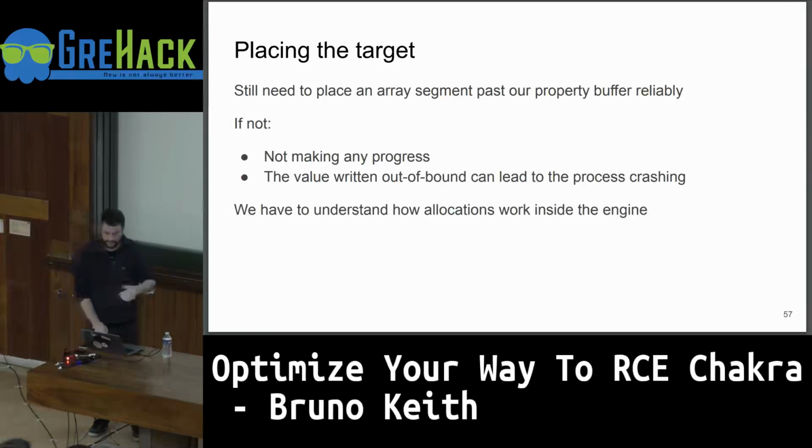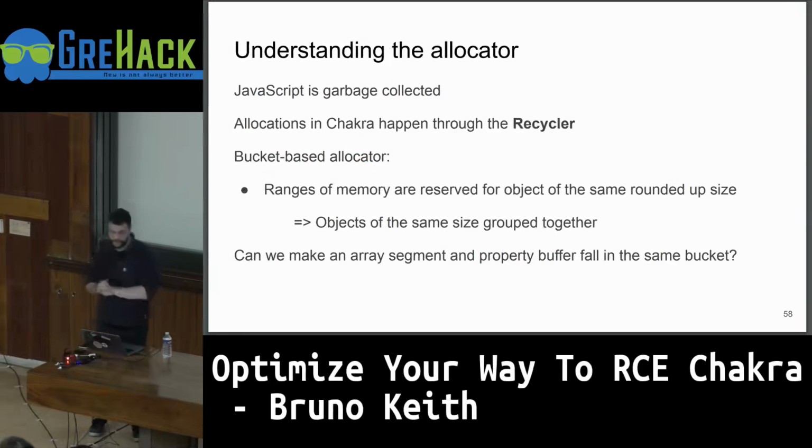And for that, we have to understand how allocations work inside the engine. So we were talking about the allocator very quickly. JavaScript, of course, is garbage collected. And for it to be garbage collected, allocation in Chakra happens through what they call the recycler. And it's a bucket-based allocator.